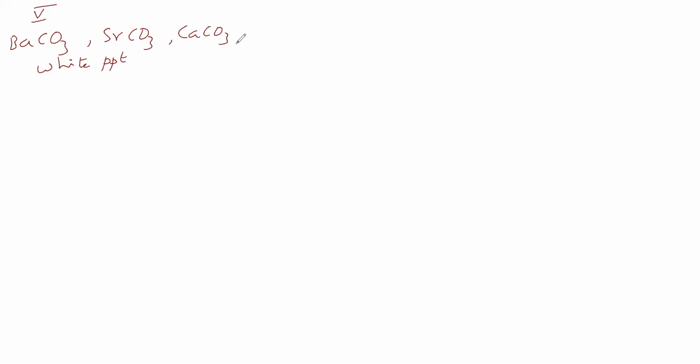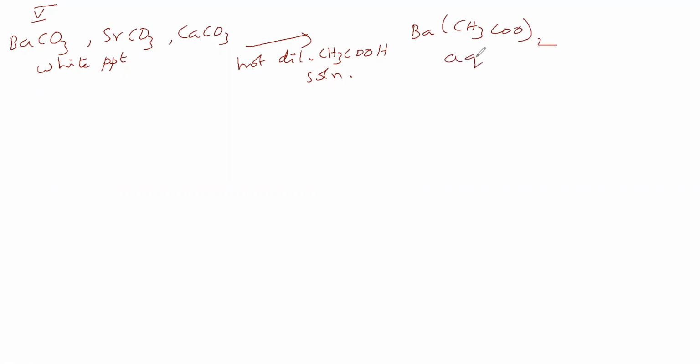Now we have to go for the group 5 analysis. To this group 5 precipitate, we are adding hot dilute acetic acid solution. Because of this acidic medium, carbonate becomes carbon dioxide and goes away. The barium with this acetate becomes barium acetate, formula Ba(CH3COO)2. It is in solution form.